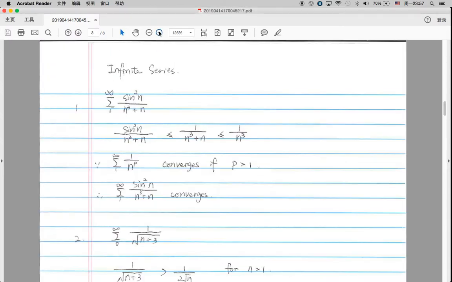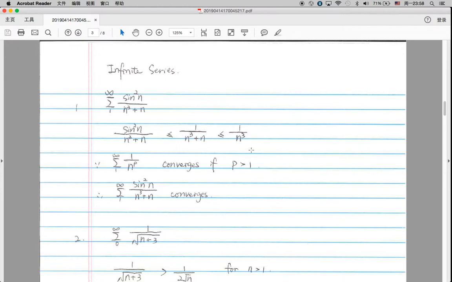this series. So it is sine squared over n to the power 3 plus n. Now we notice that this expression 1 over n to the power 3 plus n must be greater or equal than our expression in the question, and this 1 over n to the power 3 is also greater or equal than our previous two expressions.